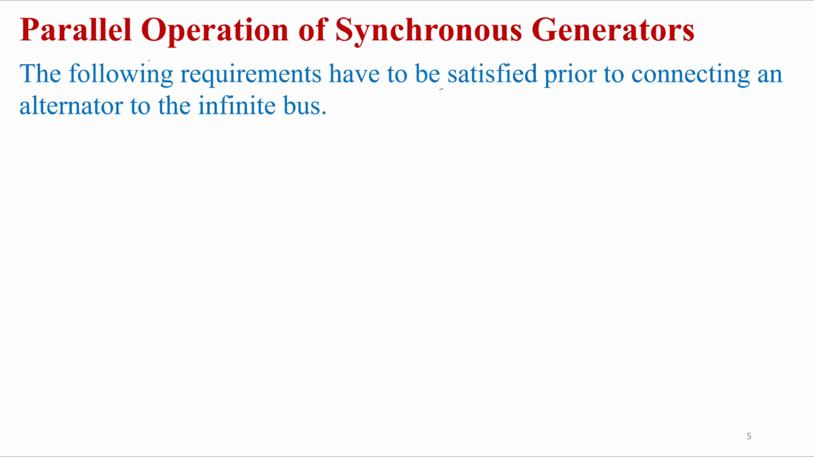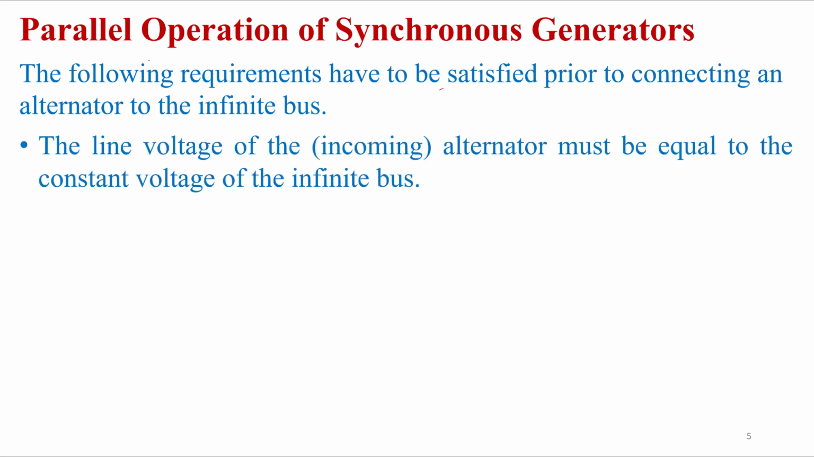So parallel operation of synchronous generators is very much essential for the power system to operate. So what is this parallel operation? There are certain requirements for the generators that should be maintained when connecting to an infinite bus. Okay. What are those requirements? First is the line voltage of the incoming alternator must be equal to the constant voltage of the infinite bus.